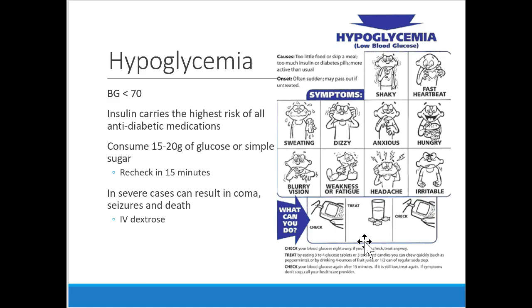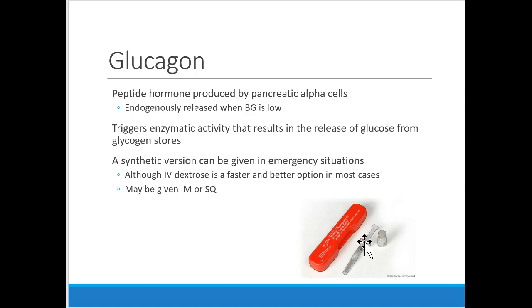In severe cases, ambulance rigs would have IV dextrose, and that's what we'd use for the patient. IV dextrose is not convenient for somebody to carry around with them. It requires IV access. It's 50 mils of liquid. So it's really only a hospital strategy or an EMS strategy. People on the outpatient side can carry around a glucagon kit. Glucagon is a peptide hormone produced by pancreatic alpha cells, and it is released endogenously when blood glucose is low. So if you get hypoglycemic, you can inject a synthetic version, and that should help mimic some of those emergency responses your body would do.